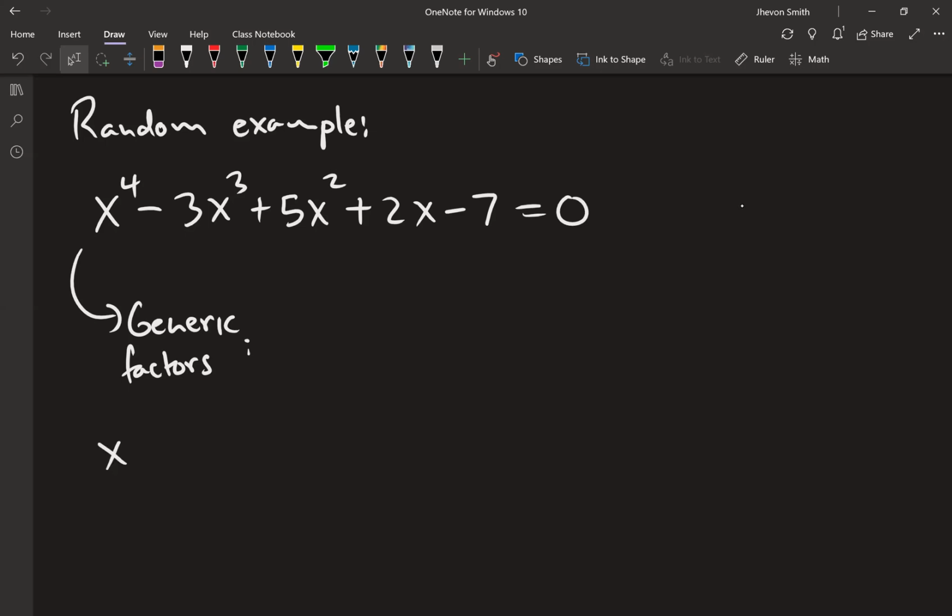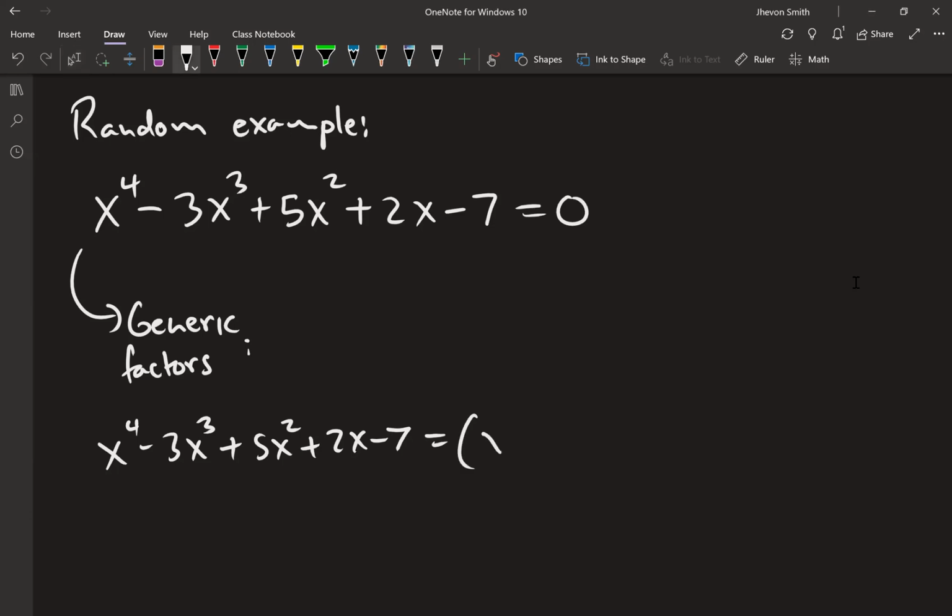So for example, you have x to the 4th minus 3x cubed plus 5x squared plus 2x minus 7. It's a fourth degree polynomial. So technically by the fundamental theorem of algebra, this guy can factor into 2 quadratics. The quadratics might have complex roots, but it's possible to factor them as quadratics.